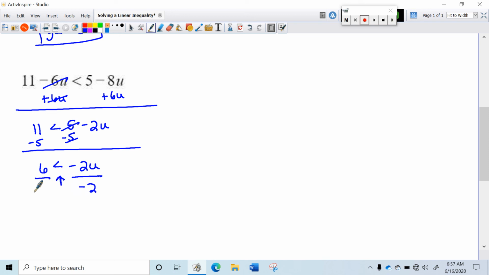Now when you divide by a negative number, you have to flip the inequality. So 6 divided by -2 is -3. It's not going to be a less than, it's going to be a greater than. Top cancels with bottom, u. So -3 is greater than u.